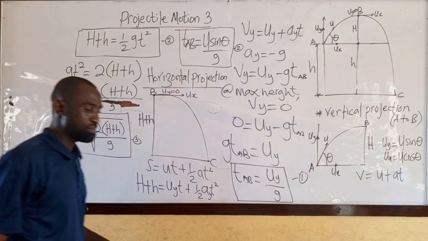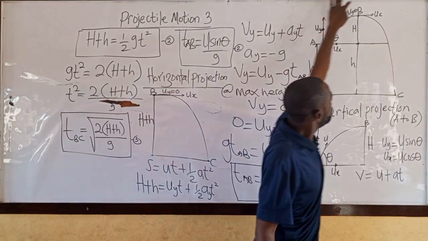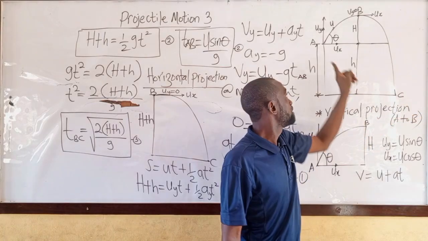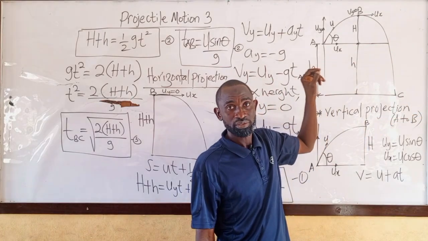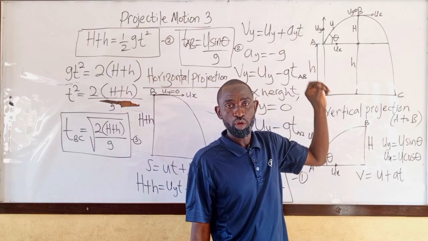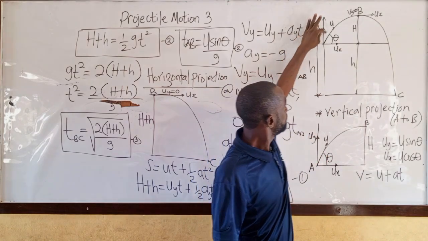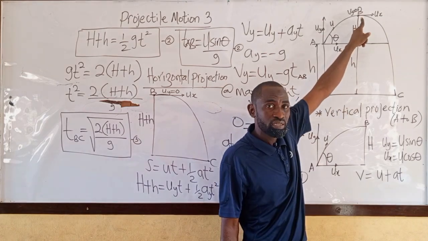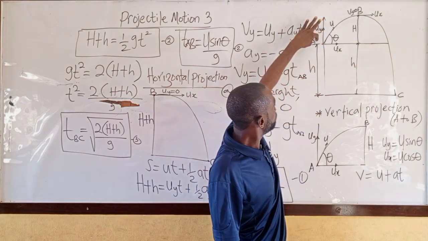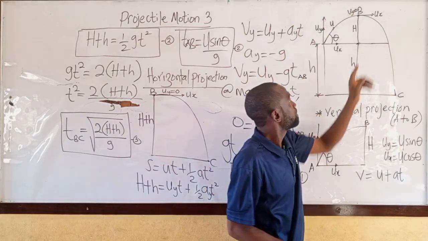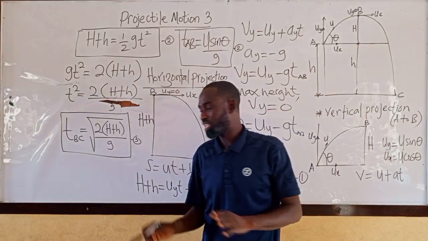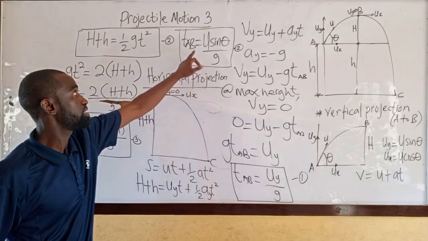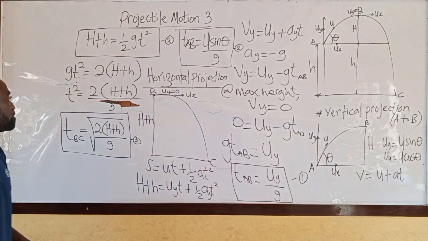What's the total time taken from A to C? You are asked to calculate the total time spent by the body during the course of its motion. That time is from A to C, but it passes through B. So it will go from A to B first, spending one time, then B to C, another time. So the time from A to B is this, and the time from B to C is this.